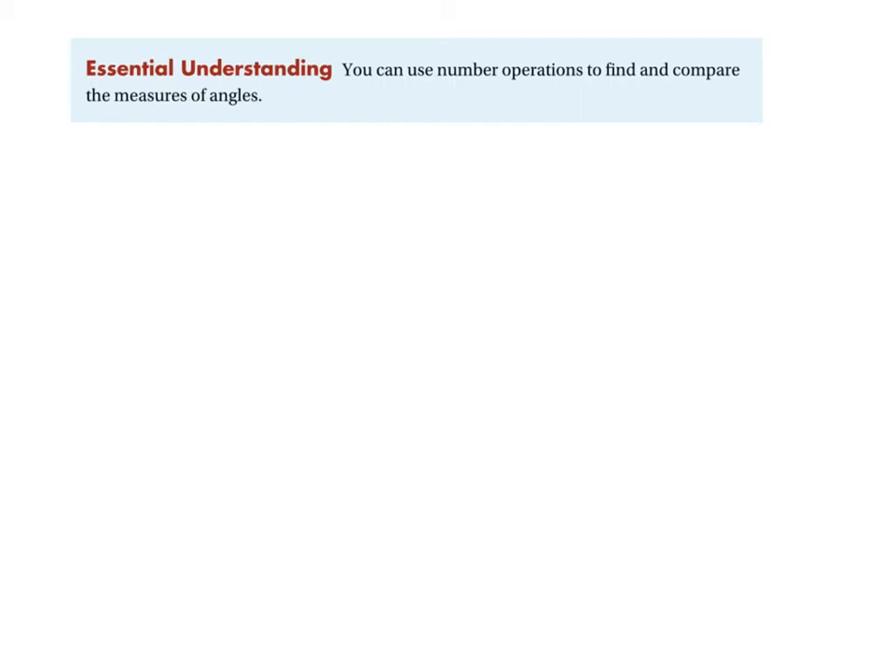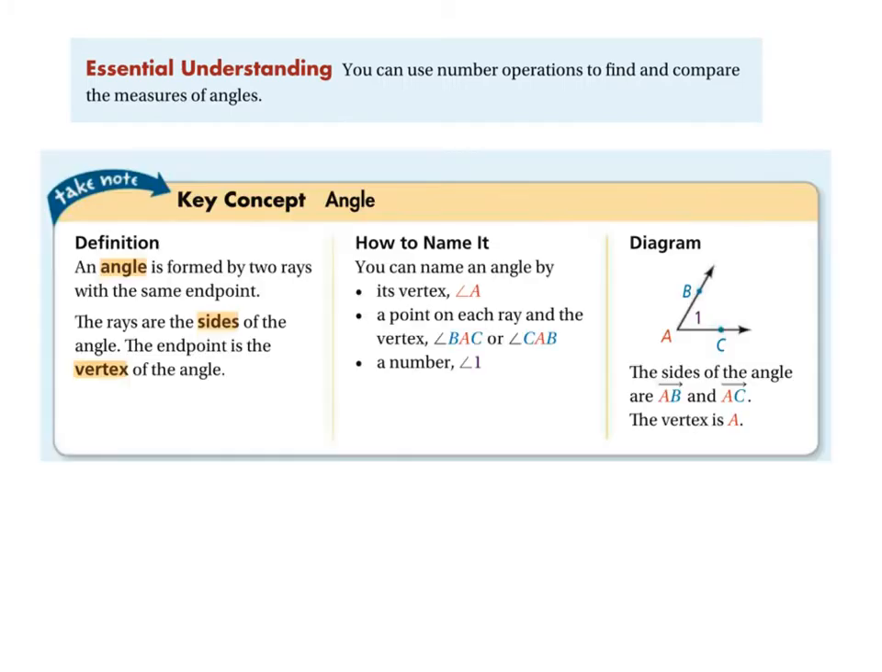So here we are going to talk about angles. And there are some notations I want you to be aware of. You might want to stop this and take notes at the end. An angle is formed by two rays with the same endpoint. They share the endpoint and they are pointing in different directions.